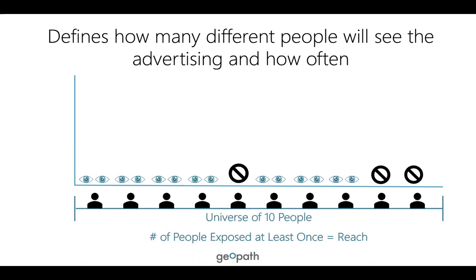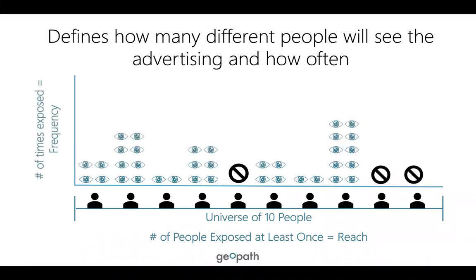So if we look at this example here, again, we have a universe of 10, and you can see 3 of these people in this universe did not see the ad. So in this example, our reach is 70%. Then if we look at frequency on top of that, that's the average number of times that the ad was seen by the entire universe.